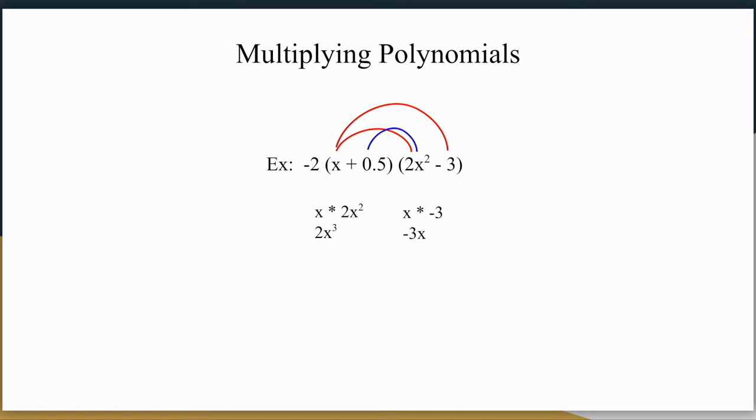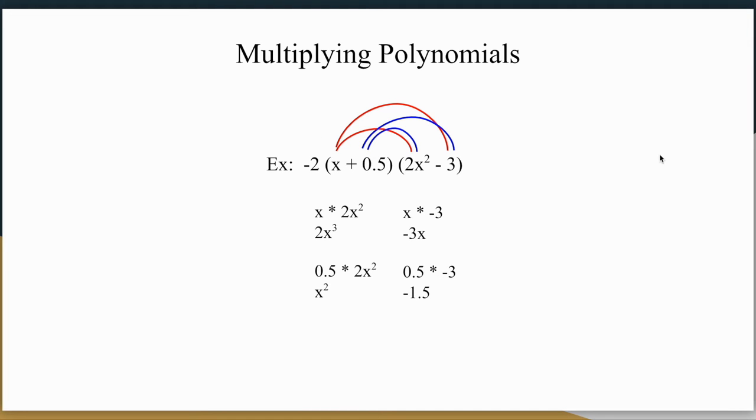Then we're going to do 0.5, distribute to 2x squared, right? We're just going to multiply the numbers. So 0.5 times 2 is 1, and keeping x squared, we get x squared. Now we're going to do another distribution, which is 0.5 times negative 3, which is normal math. You get negative 1.5.